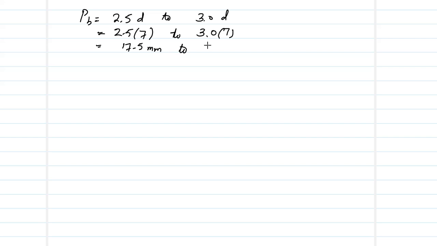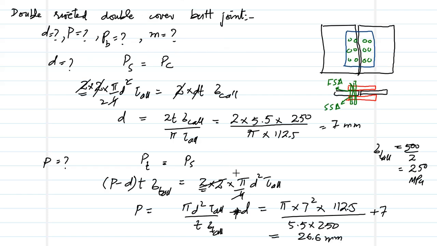Now we have to find the back pitch, which is between 2.5D and 3.0D. That means 2.5 times 7 to 3.0 times 7. This value has come out to be, I think, 17.5 mm to 21 mm. This is the range of the back pitch. The last thing is the margin, which is 1.5 times D, and that is 1.5 times 7, which is 10.5 mm. These are all the design parameters for both the lap joint and the butt joint.